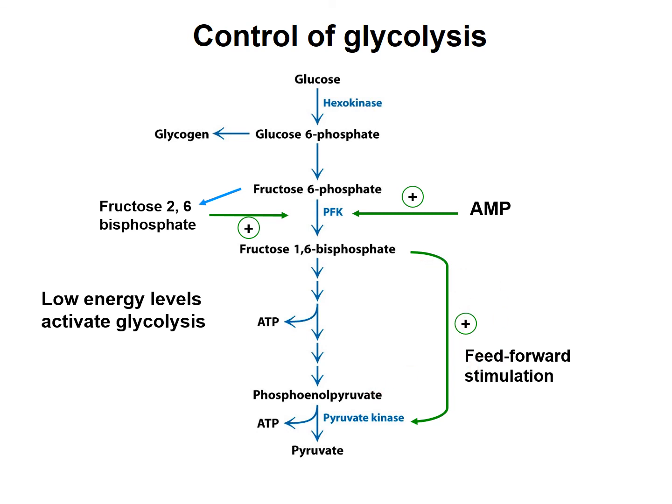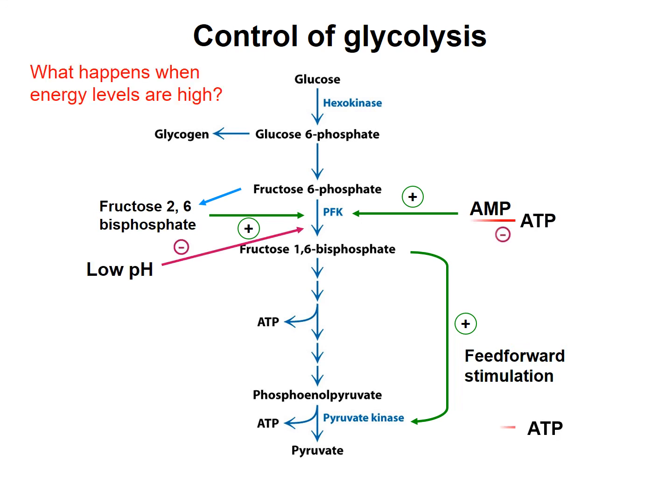But what will happen when we have high energy levels in the cell? Well, the glycolytic pathway will be inhibited. PFK, for example, is inhibited by ATP, which is a high energy molecule. It is also inhibited by the citrate molecule, which is a substrate from the citric acid cycle. I'll explain later why citrate can also inhibit the glycolytic pathway. Another factor inhibiting PFK is a low pH.